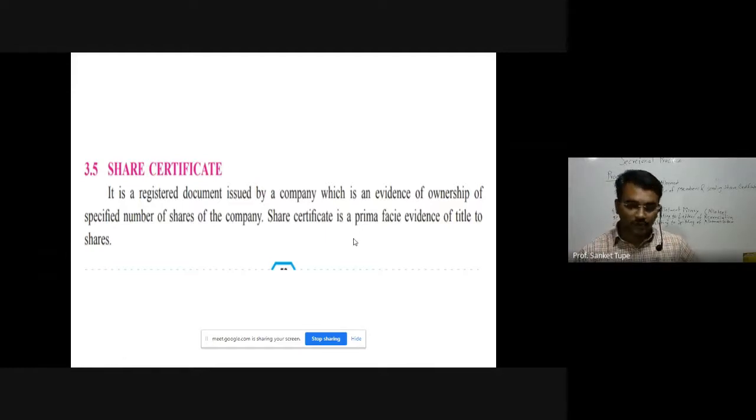It means that of those shares he is the owner. Up to those particular shares he is the owner of the company, and up to that he holds the rights of that company. So he can vote accordingly in the meetings of the company. That's why it is called title to shares. Okay, there is ownership.